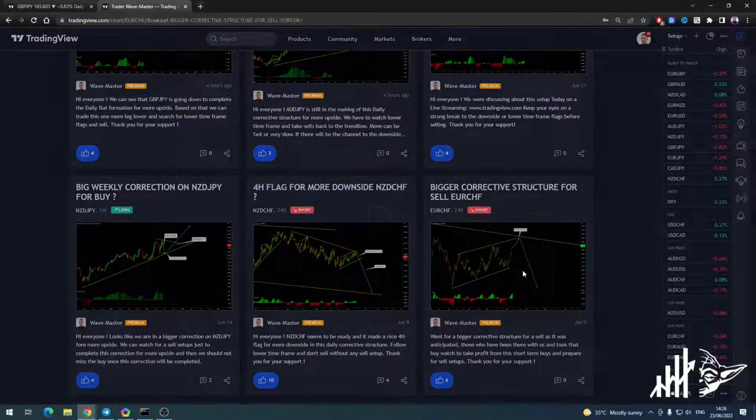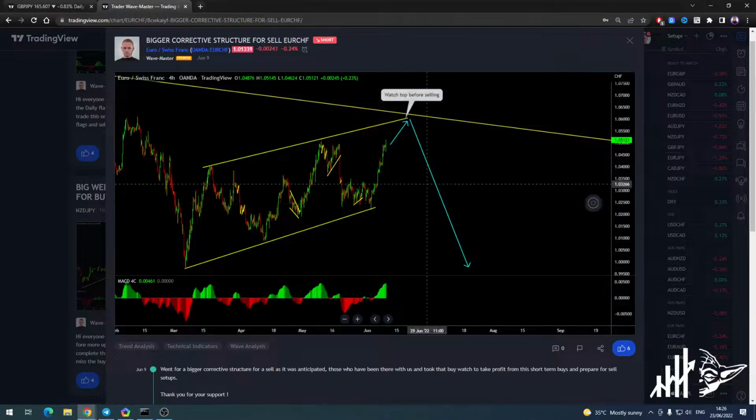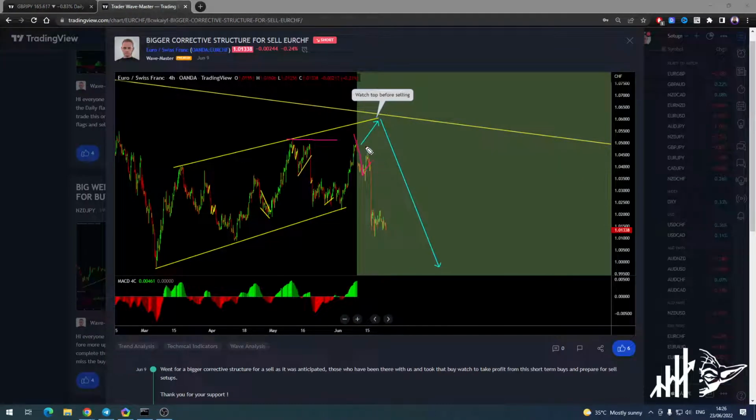Euro chief went down nicely. We tagged the high, refused, retested the top, sorry, and then went lower. So what we are anticipating now is a correction and more downside. One small leg is anticipated before the next leg lower. So keep an eye, watch this structure development. It needs some more time.